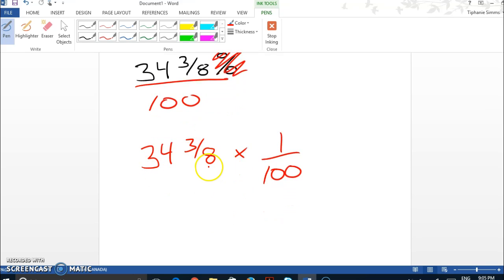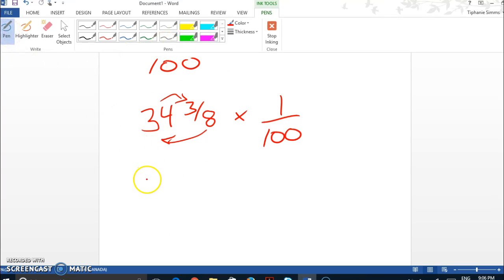Still, though, this is a little ugly. So 34 times 8, we'll convert that over into a big improper fraction. Let me get the old calculator going, buddy. We could do it old school too, I guess, but I got it right here. So we got 34 times 8 is 272 plus 3. And there she is, 275 over 8. So let's rewrite that. 275 over our original denominator, 8, times 1 over 100.